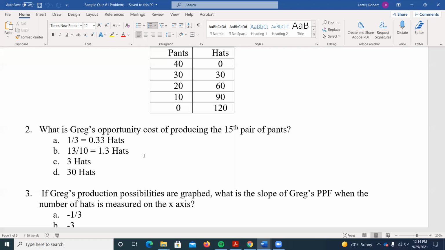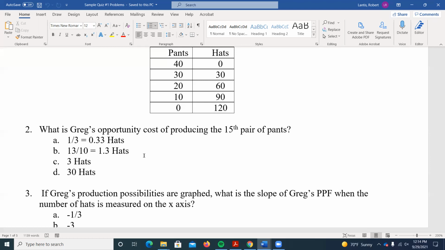If I want to find the slope, all I'm going to do is rise over run, or the change in Y over the change in X. That's how you find the slope of a line. If I go from this point to this point, what's the change in Y? I'm going from 120 to 0, so negative 120. With downward sloping lines, the slope is always going to be negative. And the run, or the change in X, I'm going from 0 to 40, so just 40, which gives me a slope of negative 3.